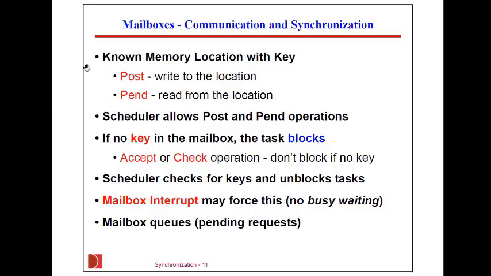The postmaster doesn't have to stop and look for mail if there's no mail in the mailbox, right? And so using mailbox interrupts can force this, so there are no spin locks or busy waiting. And then of course you can also have mailbox queues. You can have a series instead of just a single known memory location. You might have some sort of first in, first out queue, so you can have pending requests. Again, this is just functionality built through synchronization that also provides communication.